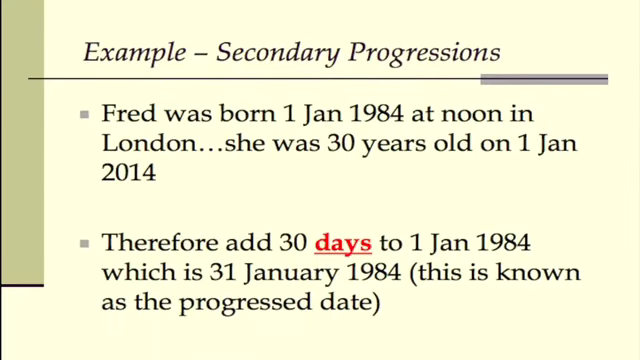So let's take Fred. Fred was born on the 1st of January 1984, on slide 6. He was born at noon in London. I say noon because it makes it easy. Anyway, Fred was 30 years old on the 1st of January 2014. That would be the 30th birthday. So you would add 30 days to the birth date, which is the 1st of January 1984, and that would take you to the 31st of January 1984. That's known as the progressed date.